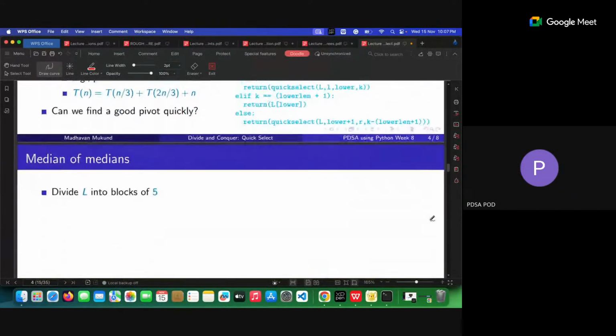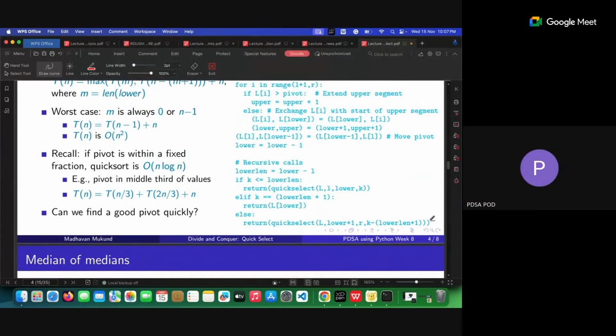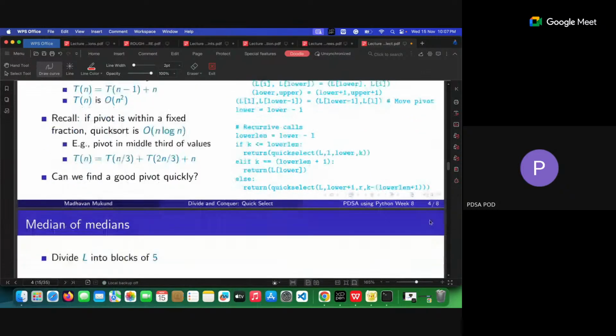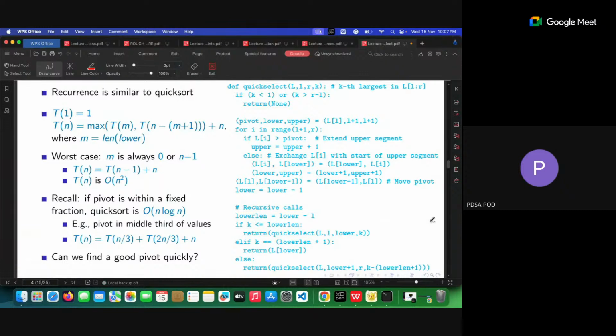This is the end of that slide. Slide number 3, median of medians. Now we are trying to find the recurrence. For the worst case complexity, as we already said, if you select the extreme left or extreme right as pivot element, it's n squared. If the pivot element is within a fixed fraction, in the sense that we select the middle third elements, the middle third is simple.